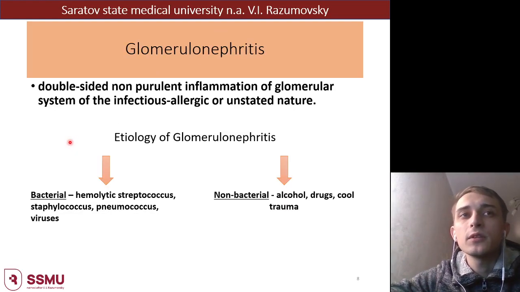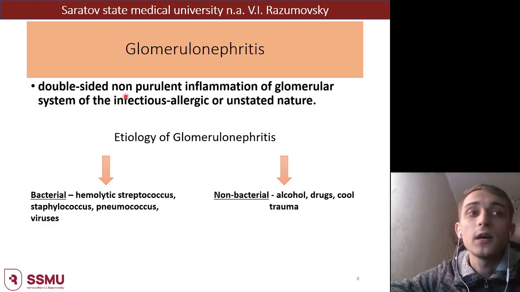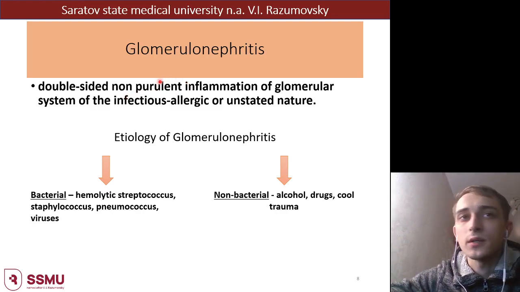Glomerulonephritis. Glomerulonephritis is a double-sided, non-purulent inflammation of the glomerular system of infectious, allergic, or unstudied nature. So, from this definition, you should remember that it may have really different types of inflammation. It may be productive, it may be exudative. All 7 types of exudative except the purulent one. So we can see proliferative and 6 exudative forms.